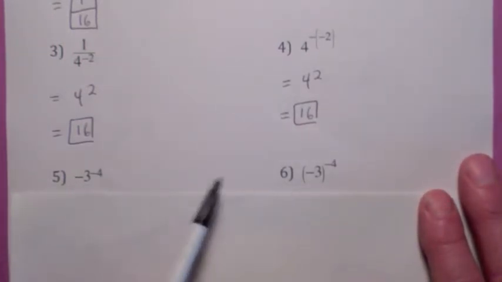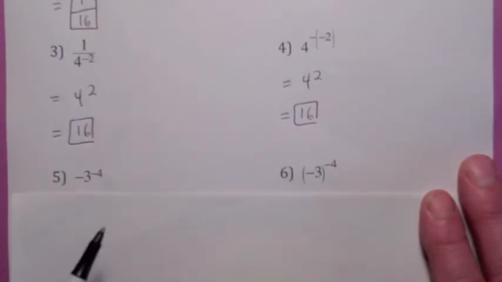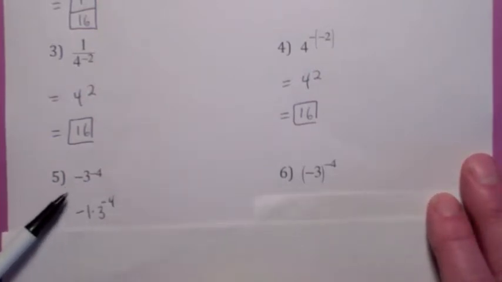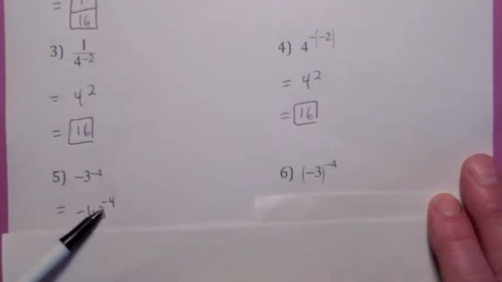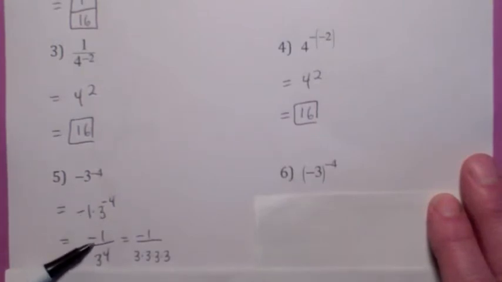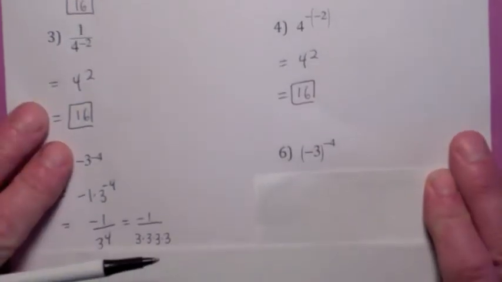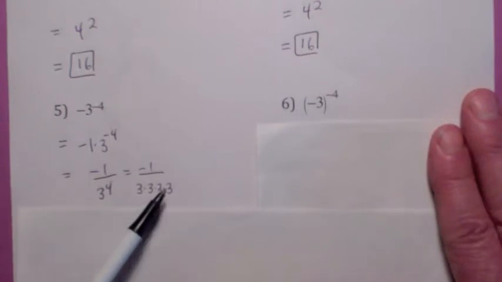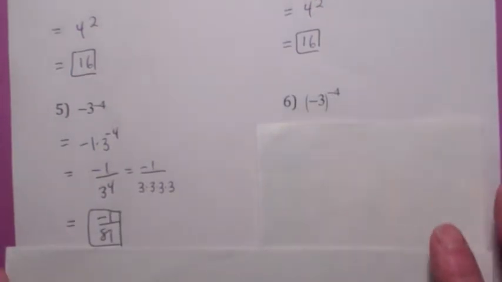The key to understanding the difference between 5 and 6 is understanding what is the base. What is being raised to the negative 4 power? On number 5, since there's no parentheses, the negative is not part of the base. Negative of 3 to the negative 4th with no parentheses means negative 1 times 3 to the negative 4th. So the negative sign is not part of the base. The only thing that moves down is the 3. You see how the negative 1 stays on top? So your answer is negative 1 over 3 times 3 times 3 times 3, which is negative 1 over 81.